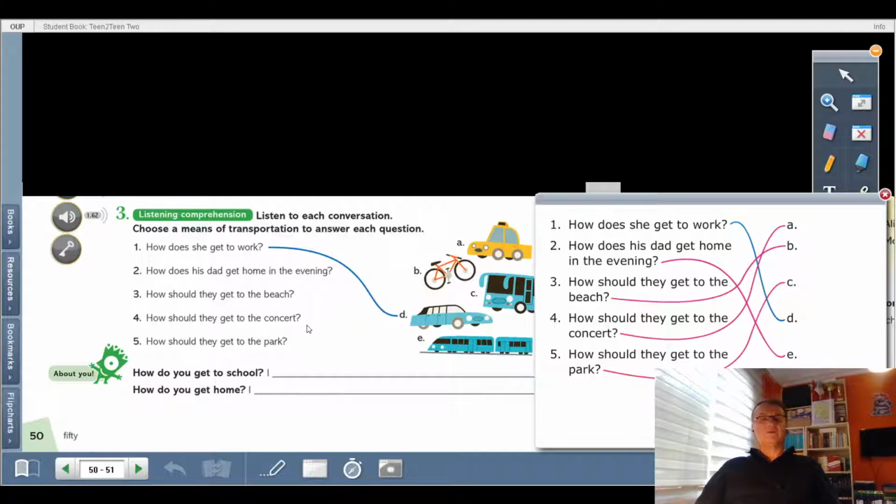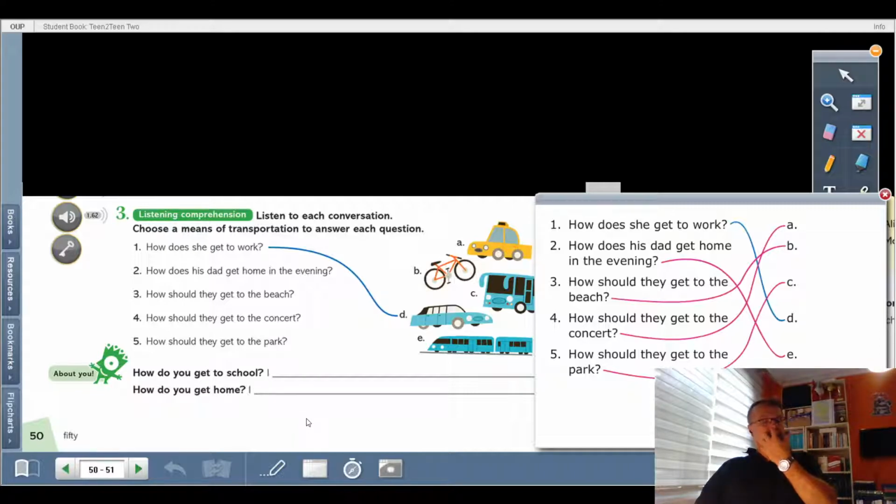Okay, 4. How should they get to the concert? That's by a taxi. How should they get to the park? C. By bus.